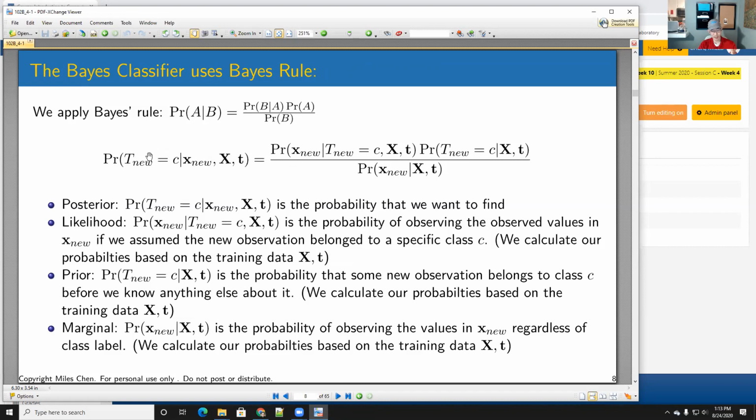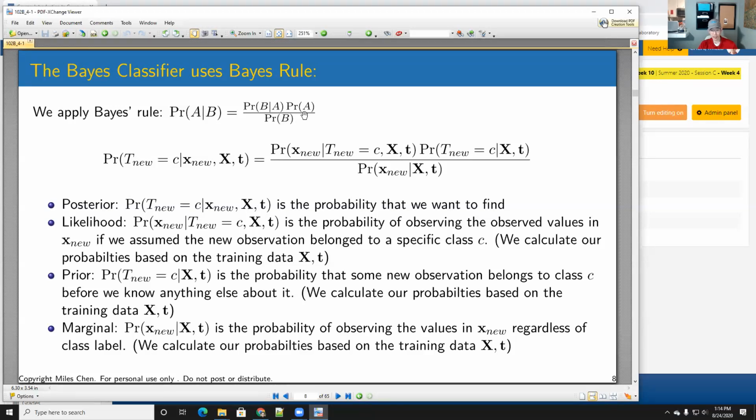The probability that some new observation belongs to class C is equal to the probability of X nu given T nu equal to C times X and T, right? So this is what we call the likelihood, okay? This part is the probability of getting these observed values X nu if we assume that the new observation does belong to class C, okay? So what's the probability of getting X nu if the new observation does belong to class C? And this probability is based on the training data X and T, okay?